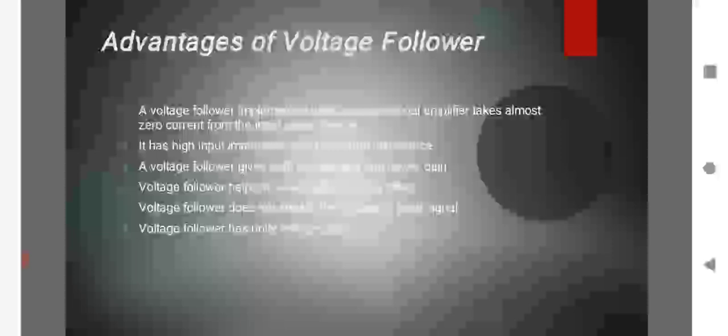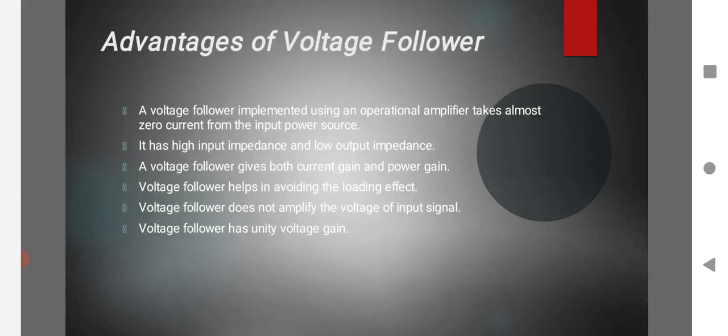It has some advantages. It is implemented using an operational amplifier and takes almost zero current from the input power source. It has very high input impedance and low output impedance. A voltage follower gives both current gain and power gain. It helps in avoiding the loading effect. It does not amplify the voltage of the input signal. It has unity voltage gain.